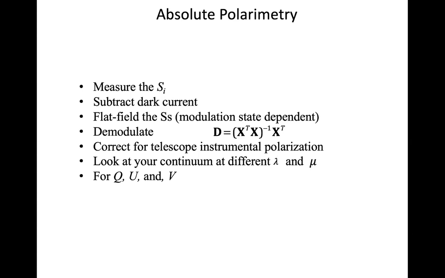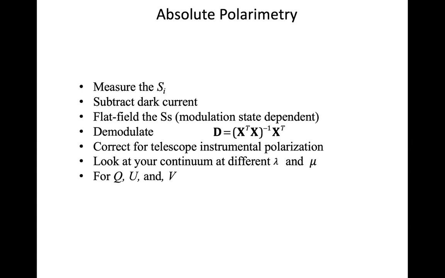So do that. Correct for each telescope's instrumental polarization. Don't force the continuum to zero now. Just go out there and see where you are in the continuum. Do it at different wavelengths, different mu, and do it for all the Stokes parameters. The only one that gets polarized through scattering is Q. And do it at different times, because of systematics.